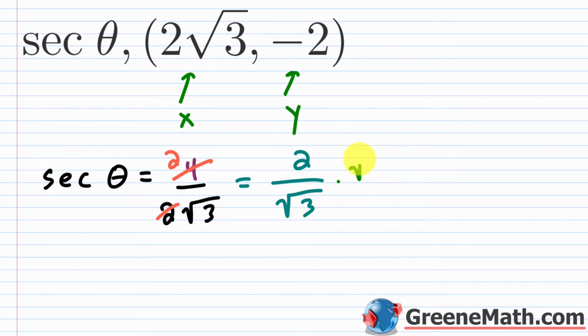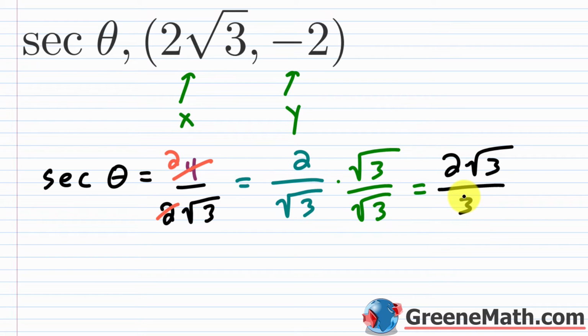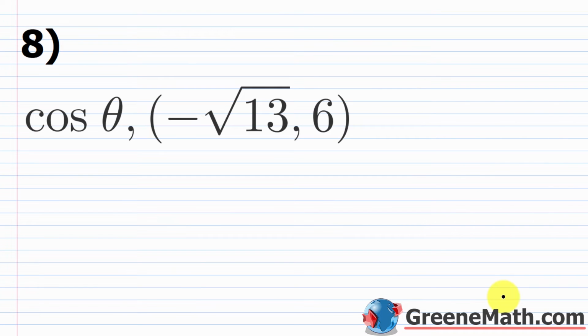So I'm going to multiply this by the square root of 3 over the square root of 3. So that's going to give me 2 times the square root of 3 over 3. So that's going to be my secant of theta. Again, 2 times square root of 3 over 3. Okay, let's take a look at problem number 8 now.